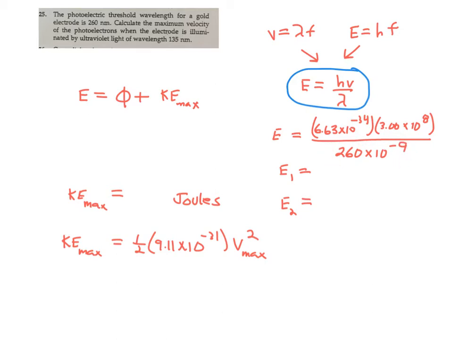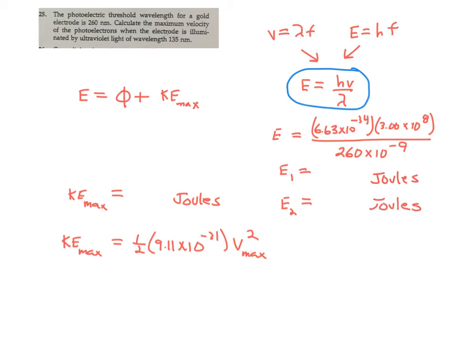This will come out in joules because I'm using the joule version of Planck's constant, and our constant speed of light is 3 times 10 to the 8th. So E sub 1 will come out in joules. Write that down. And likewise, I'm going to change the 260 to 135, which is half as big. So E sub 2 will come out almost twice as big as E sub 1. Not quite, but that will also come out in joules.